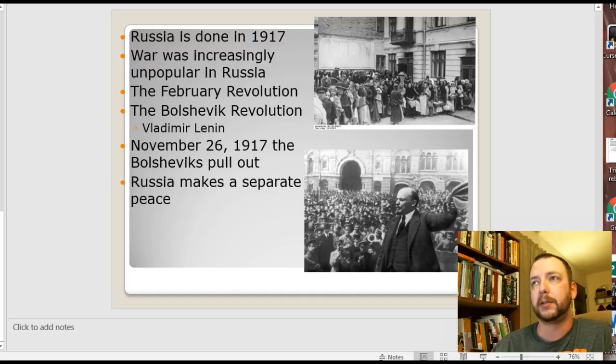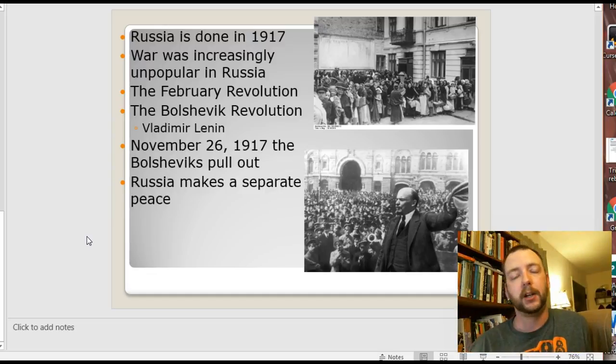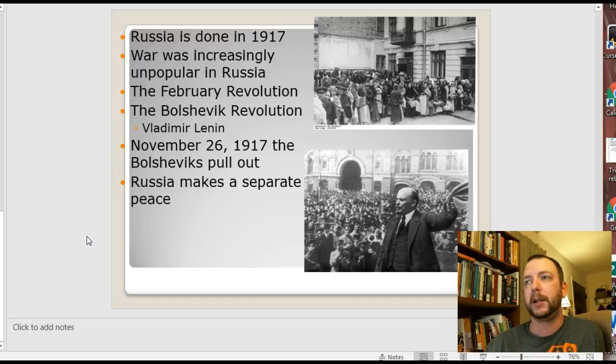So we finally get this revolution, and there's actually a series of revolutions. The first one is the February Revolution, which probably most of us completely forgot about until we get to the Bolshevik Revolution, led by this guy, Vladimir Lenin, who was hiding in Germany because the Tsar didn't like him because he was a revolutionary. Germany helped him get back to Russia to foment revolutionary ideals. And by November, the Russians pull out.